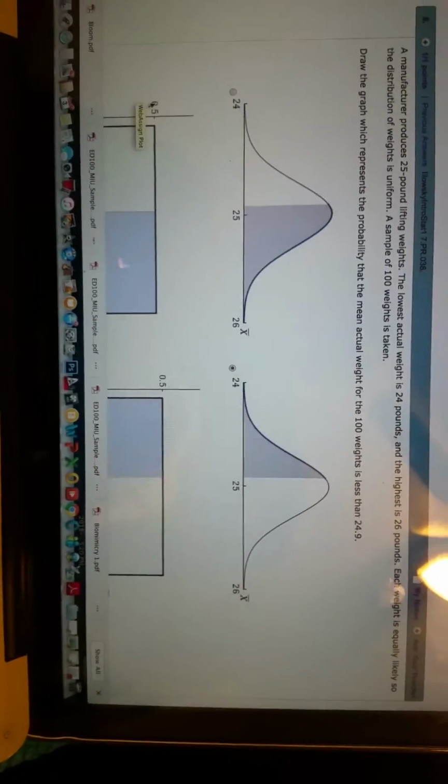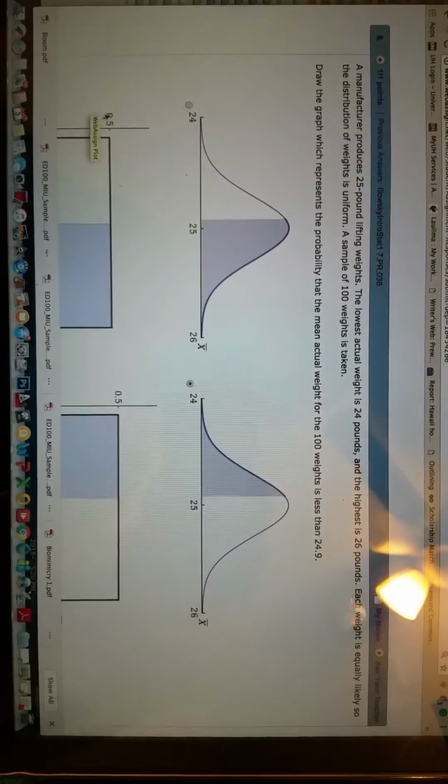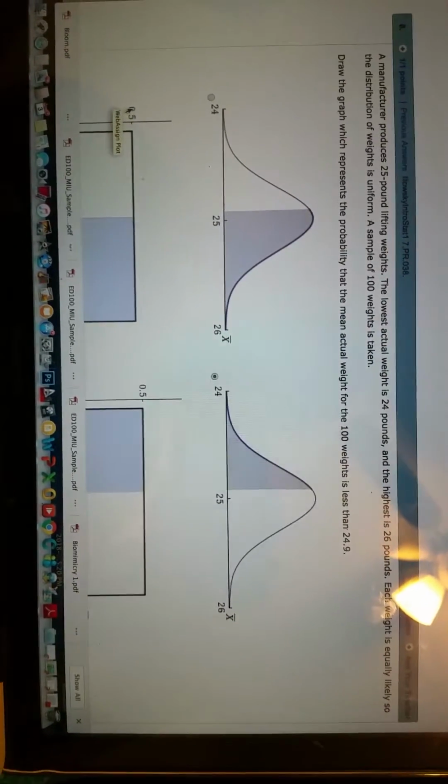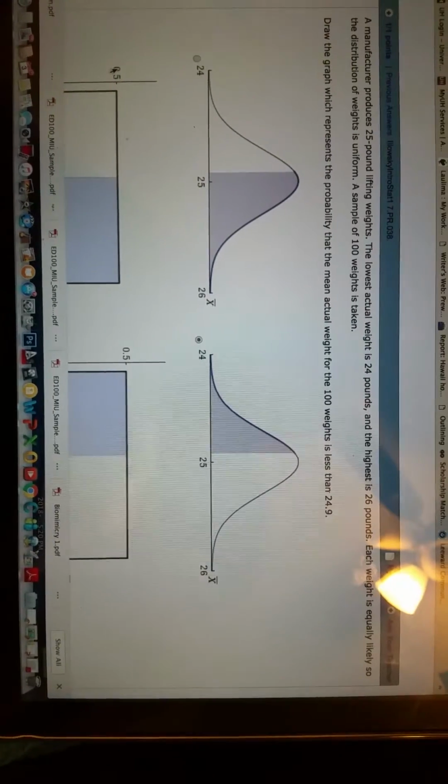Number 8. A manufacturer produces 25-pound lifting weights. The lowest actual weight is 24 pounds and the highest is 26 pounds. Each weight is equally likely, so the distribution of weights is uniform. A sample of 100 weights is taken.